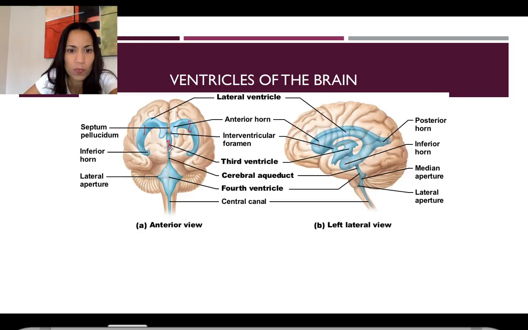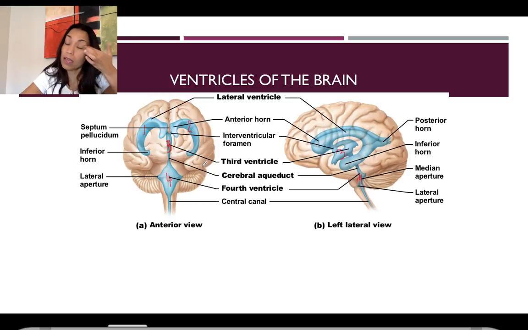Then we have a third ventricle. And this third ventricle, in the lateral view, is located at the same level of the diencephalon. And inferior to that, we have the thicker, wider fourth ventricle. And the fourth ventricle is located at this level, in between the pons anteriorly and the cerebellum posteriorly.